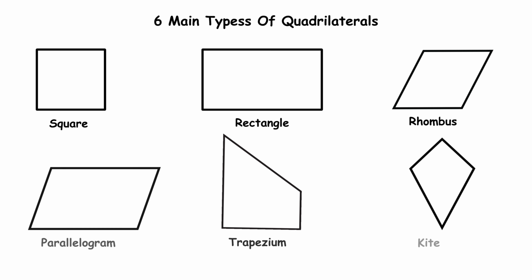In today's video, we are going to explore the 6 main types of quadrilaterals, which are square, rectangle, rhombus, parallelogram, trapezium, and kite. We will go through each of these one by one and explain all the important characteristics you need to understand them clearly.